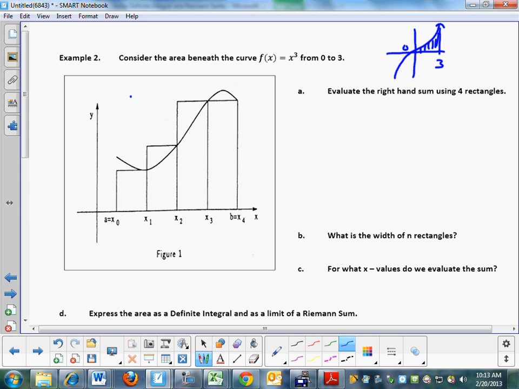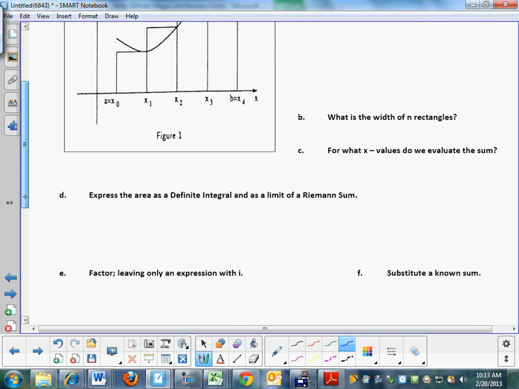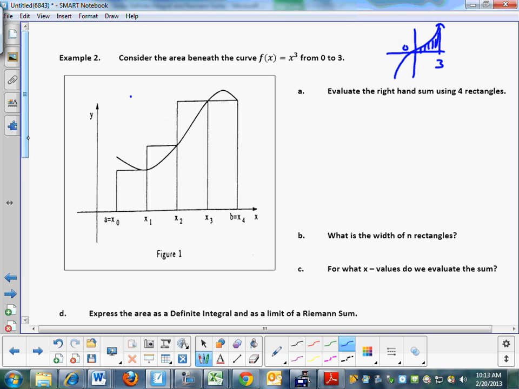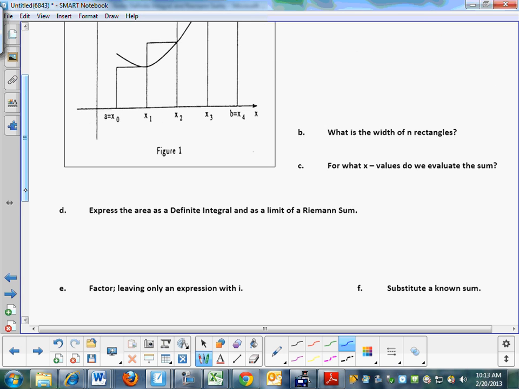So we're going to skip doing 4 rectangles because we've already done that, and I think you guys are ready to move on to the bigger and better piece. What is the width of this interval? 3. So if I divide it up into n rectangles, what's the width of each rectangle going to be? 3 over n. 3 minus 0 divided by n, which is 3 over n. Very good. Now, what we're trying to do is this piece right here.